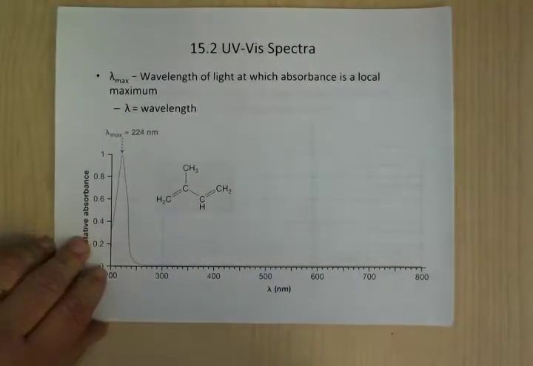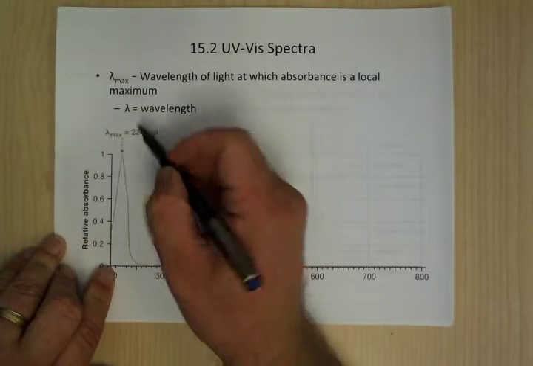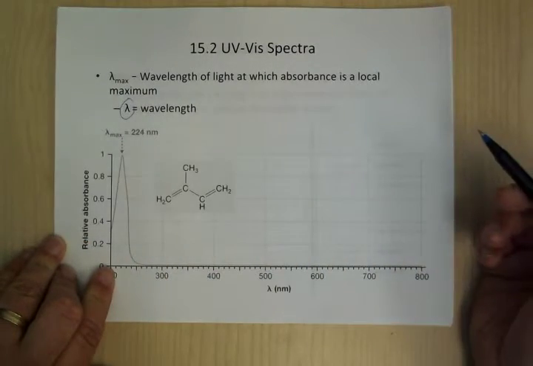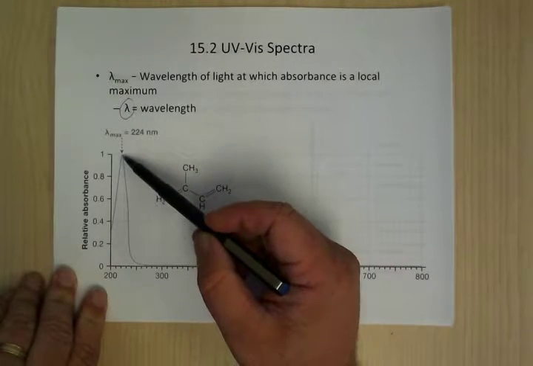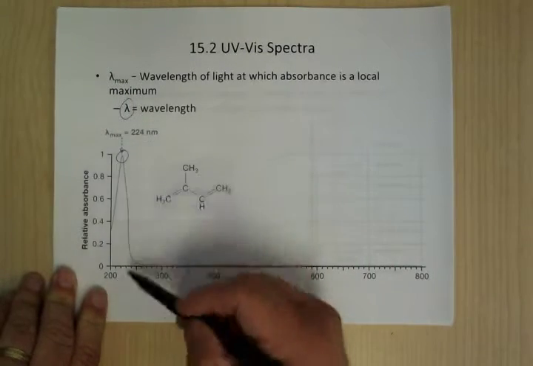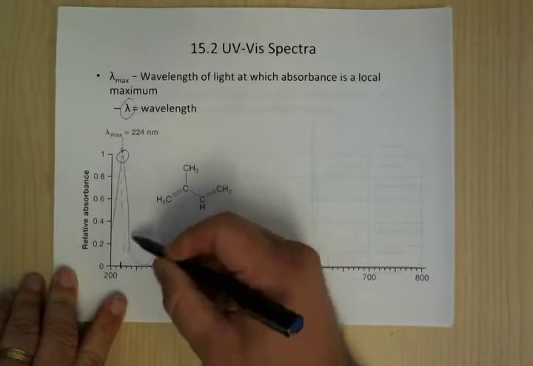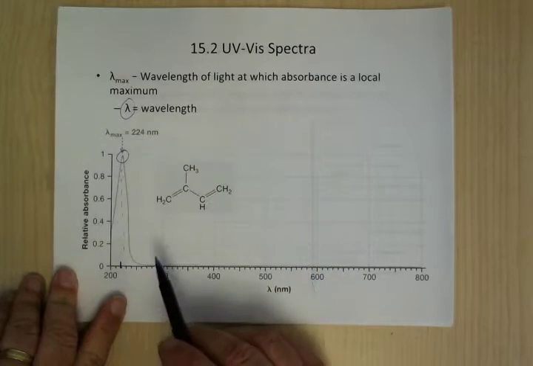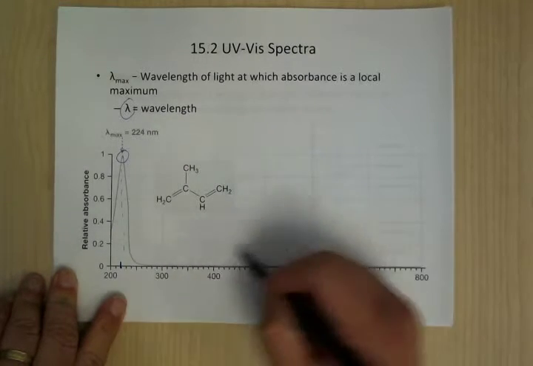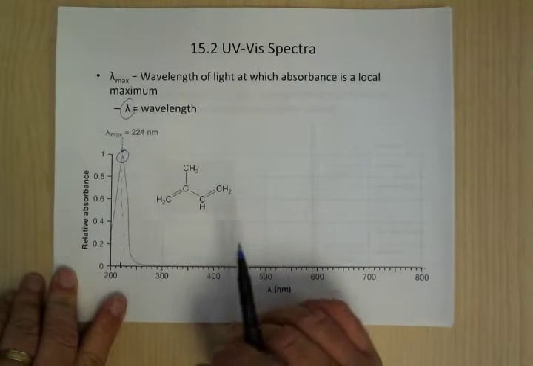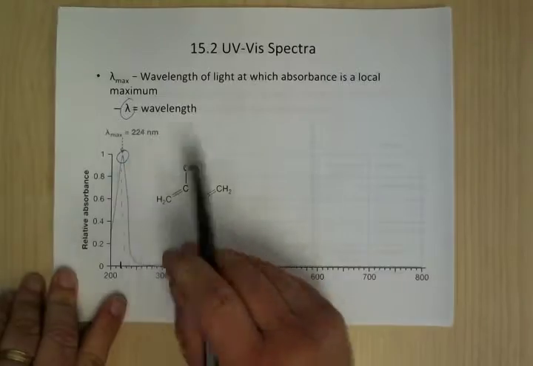Usually what we do is we say, okay, what we're looking for is this lambda max. That's the local maximum wavelength. So here you go down and you say, yeah, it's right in there, which is 224 nanometers. That's really where we're interested. Some molecules may have a couple of humps, and they'll have different wavelengths, but the max is the local maximum for that.